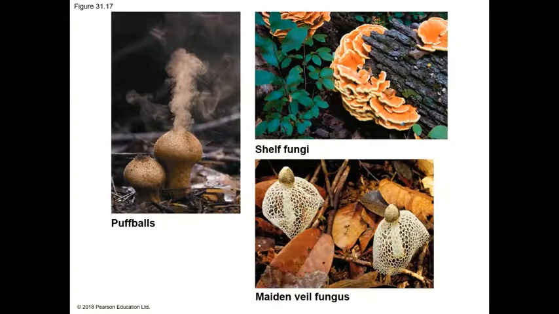So here are examples of basidiomycetes. We have the puffball here. Then we have the shelf fungi. I'm sure you've seen all of these. Then we have a very intricate fungus here, the maiden veil fungus. And of course, the mushrooms and toadstools.